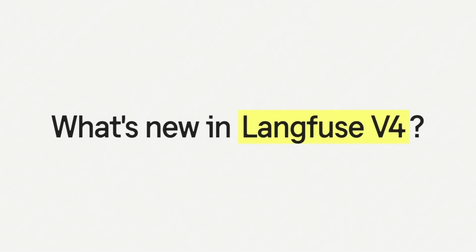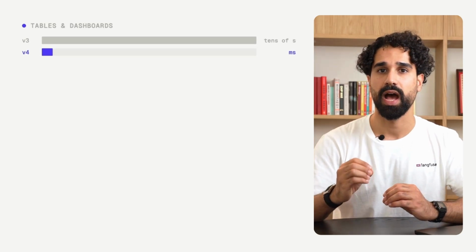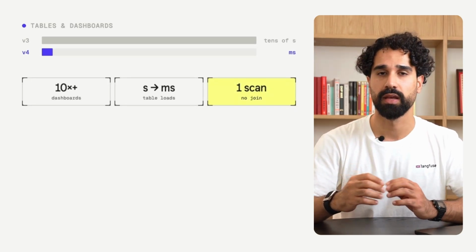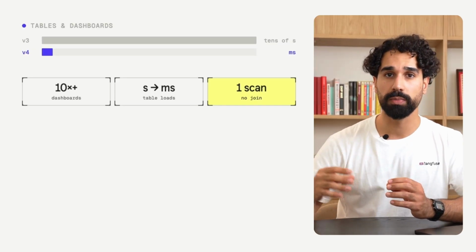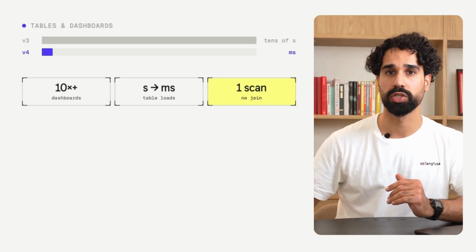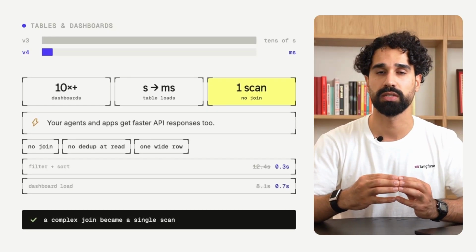Today, our team wants to walk you through the changes we've made in Langfuse v4, the new features that we launched, and how you can adopt them today. Queries that took tens of seconds are now resolved in milliseconds, making your Langfuse experience much snappier. This also improved the API experience, such that your agents and applications are getting much faster responses by the Langfuse server.